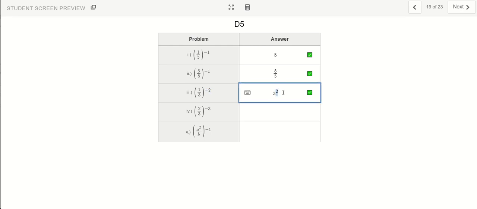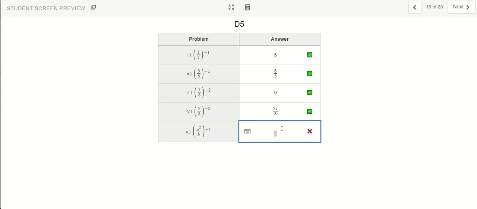3 squared is 9. If I flip this over, 3 on top, 2 on the bottom, but I need to cube it, sorry. 3 times 3 times 3 is 27. 2 times 2 times 2 is 8. All right, and then again, if I flip this over, b is on top, a squared is on the bottom.